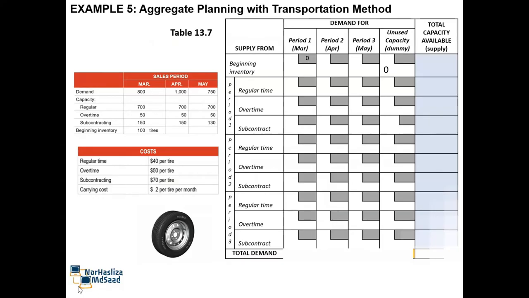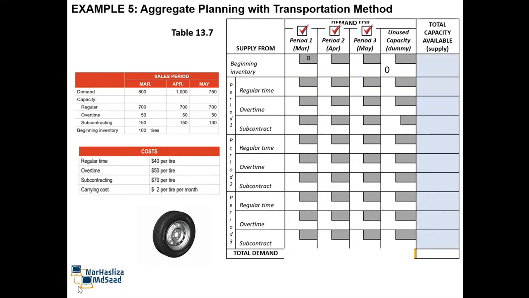The first step is to create this table. The second step is to fill in the data regarding beginning inventory, demand, and capacity. The demand has information regarding period 1, period 2, and period 3. The beginning inventory is 100 in March, and the total capacity available during this time is 100.